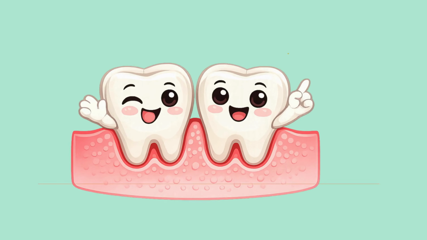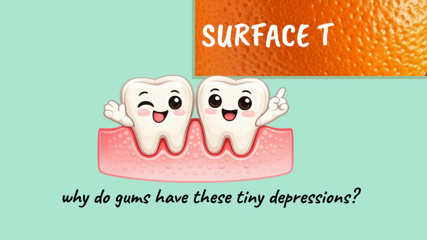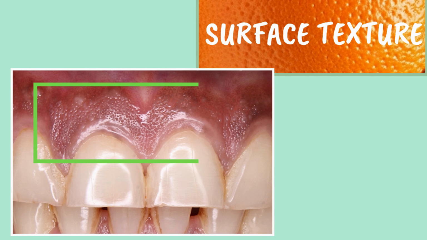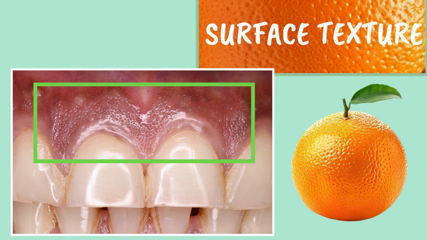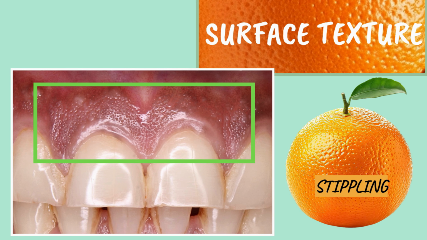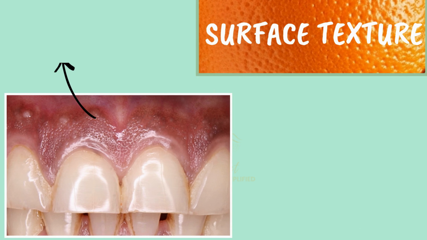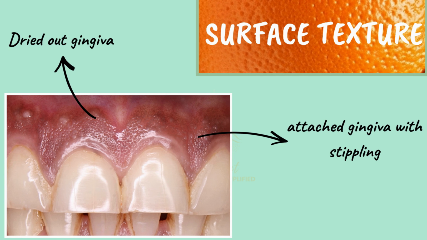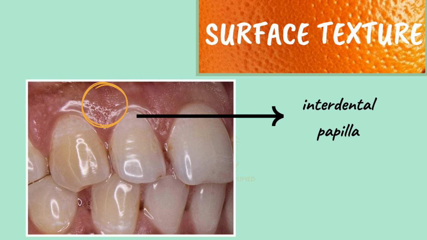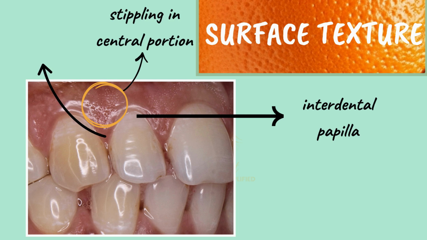One more important feature of gingiva is its surface texture. In health, the gingiva shows a textured appearance similar to that of an orange peel, and this is referred to as stippling. Stippling is best appreciated when the gingiva is gently dried, and it is mainly seen in the attached gingiva while the marginal gingiva remains smooth. In the interdental papilla, the central portion may show stippling while the marginal borders remain smooth.